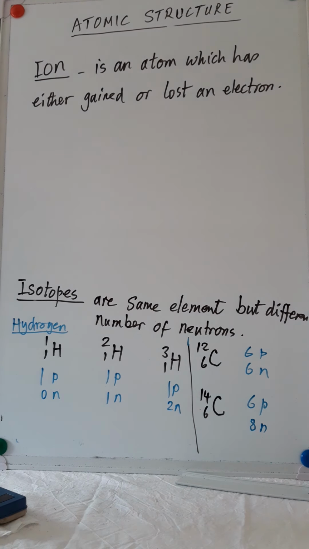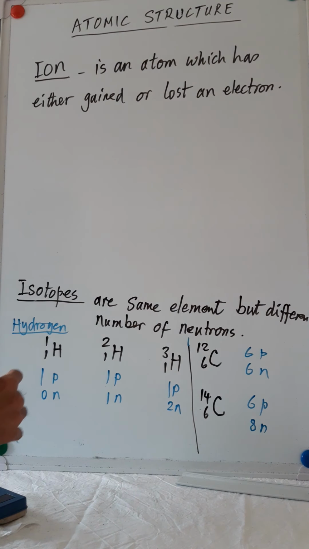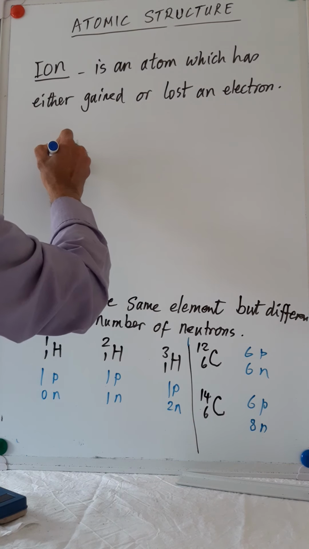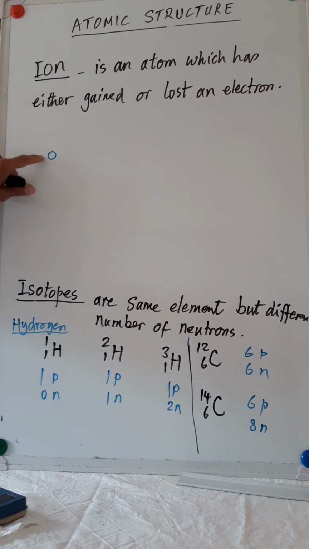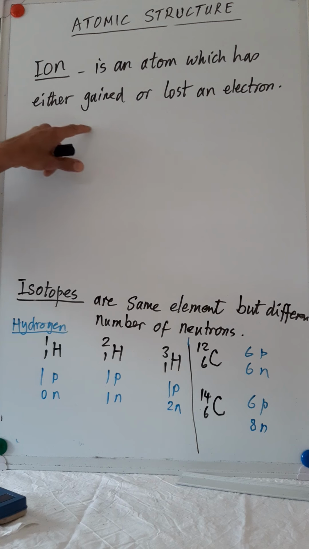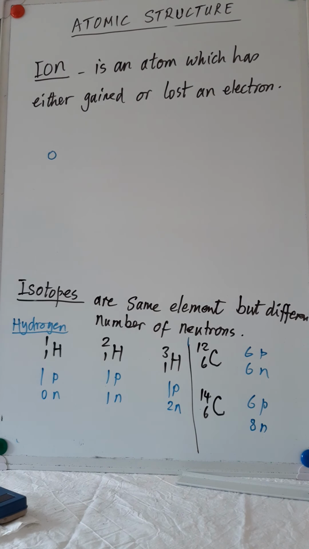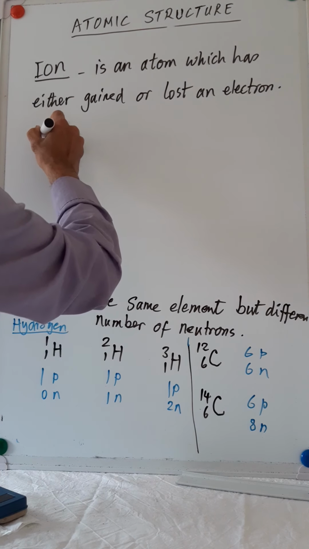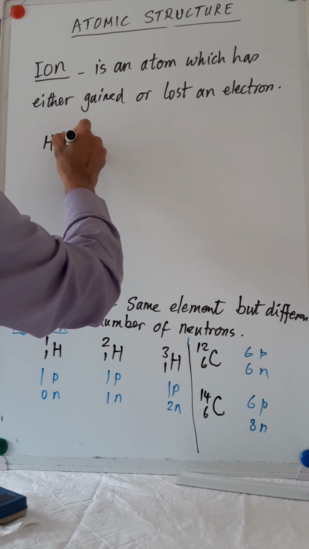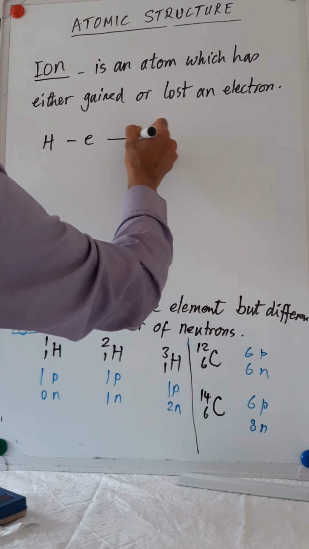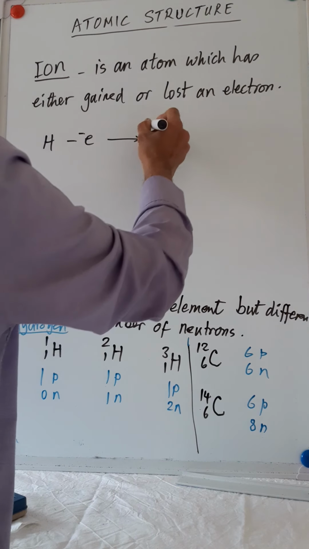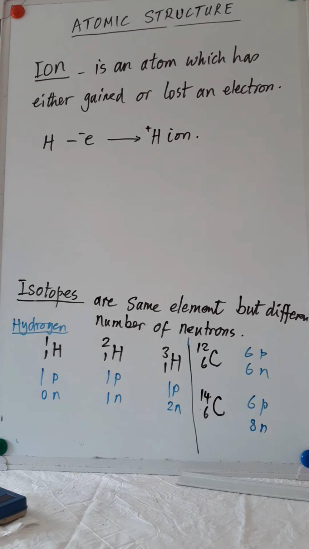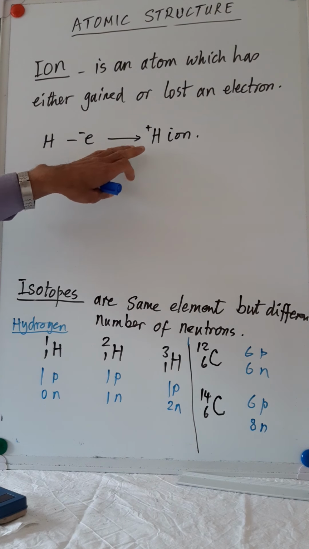For example, if we take hydrogen, if the hydrogen atom loses one electron, it becomes an H plus ion.